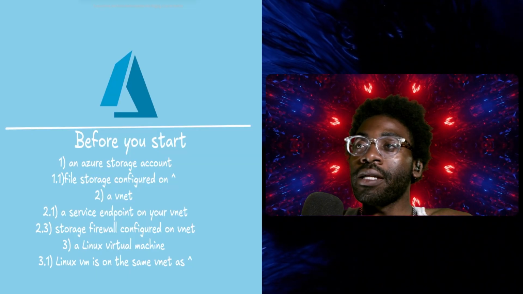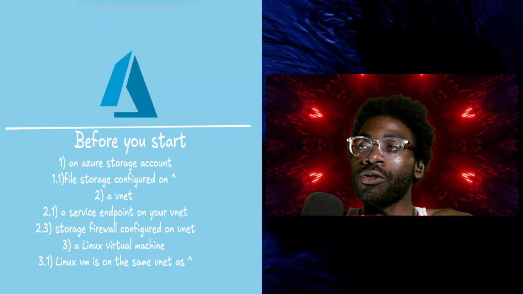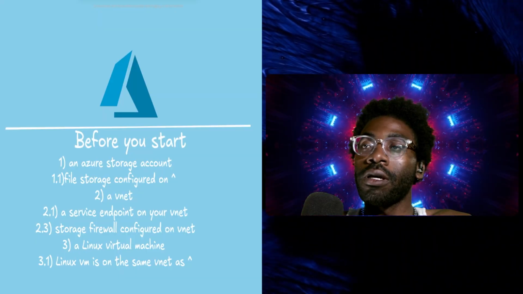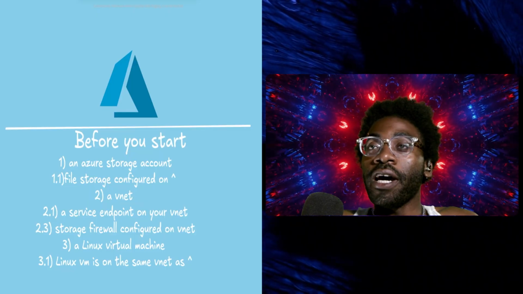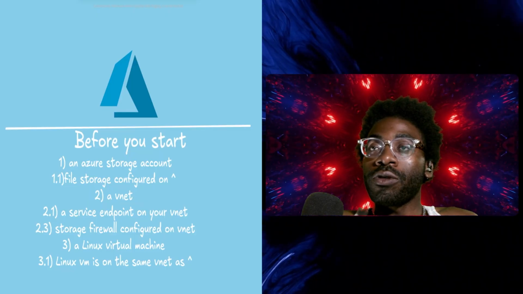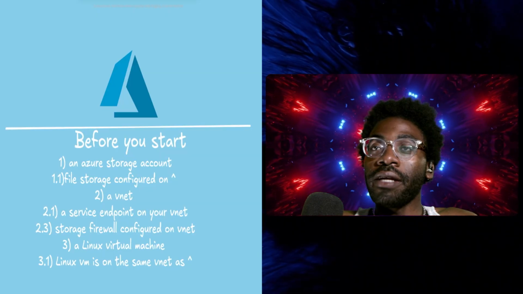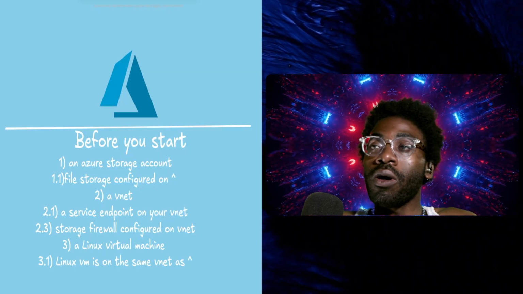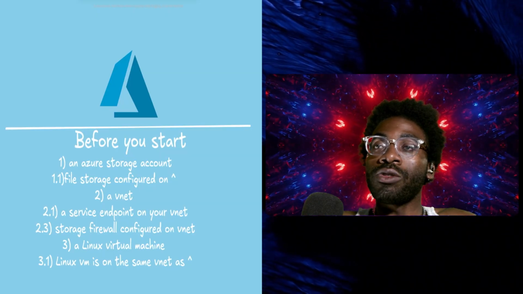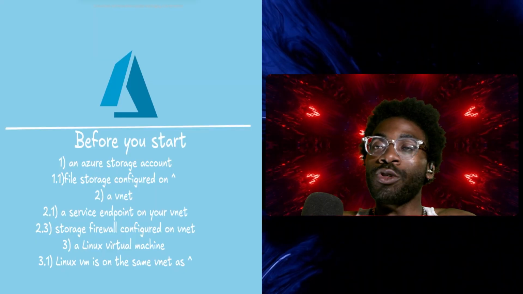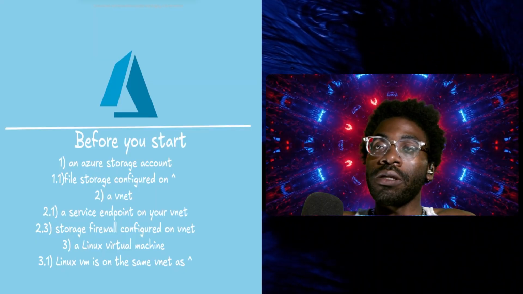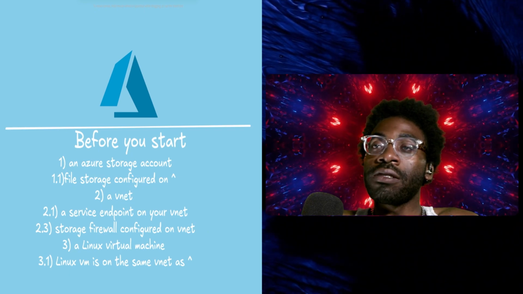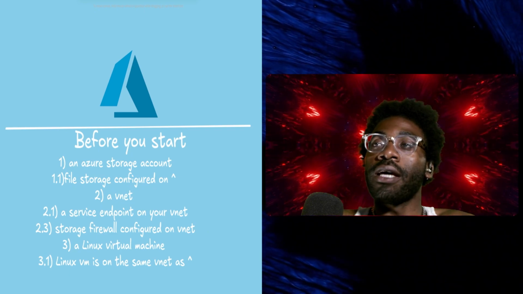So if you actually want to connect your Linux machine to an Azure file share, you're going to need a few things. Before you start, you're going to need a storage account. You'll need file storage configured on that storage account. You'll need a VNet. You'll need a storage endpoint on your VNet. You'll need a storage firewall configured on your VNet. You'll need a Linux virtual machine. And you also need to make sure that Linux virtual machine is on the same VNet as everything above.